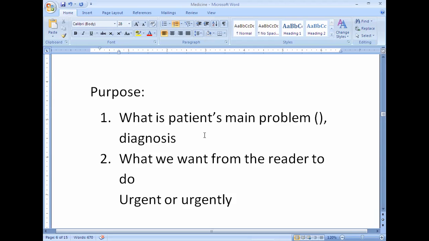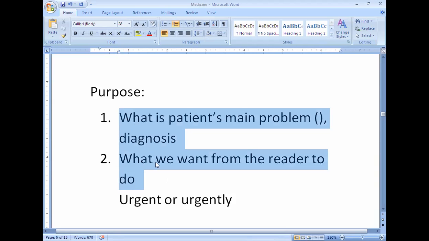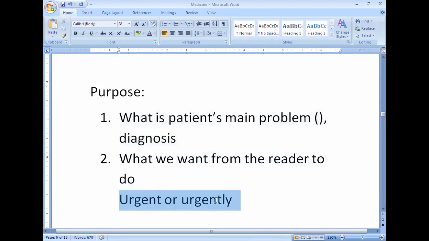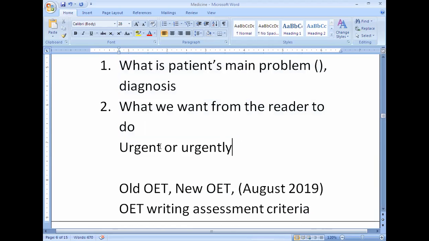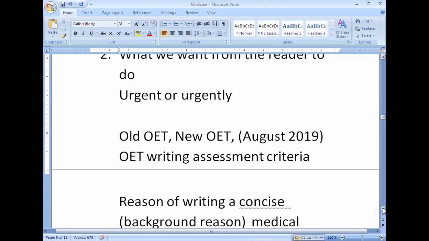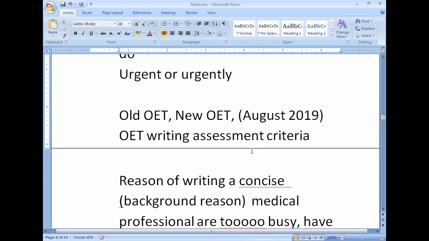So you write what the main issue of this patient is in this letter and what we want from the reader. If you only write these two things, your purpose is okay, you will easily get 2 or 3 marks. In an urgent letter, when we write a purpose, we usually use the word urgently or urgent to show the urgency of the letter.